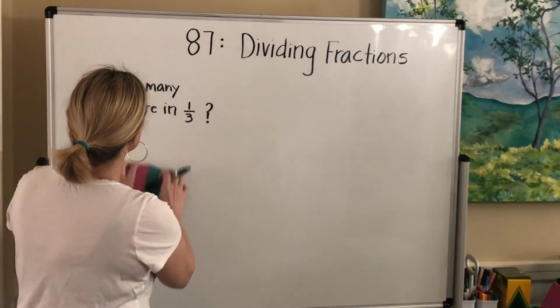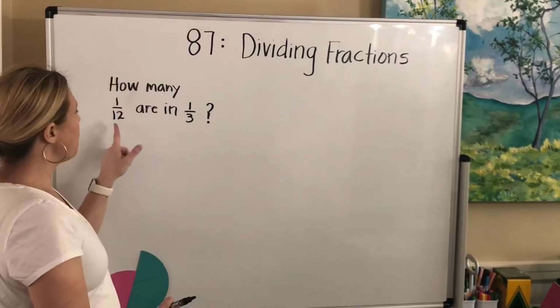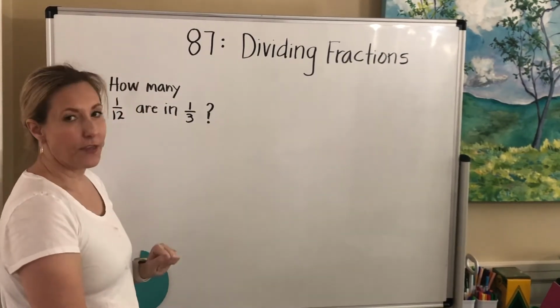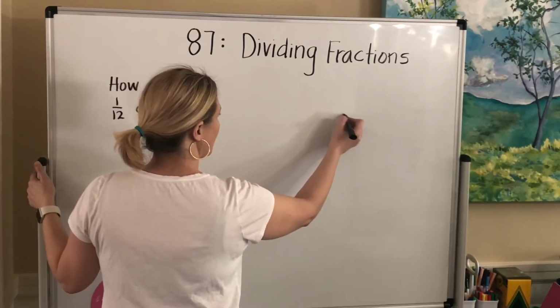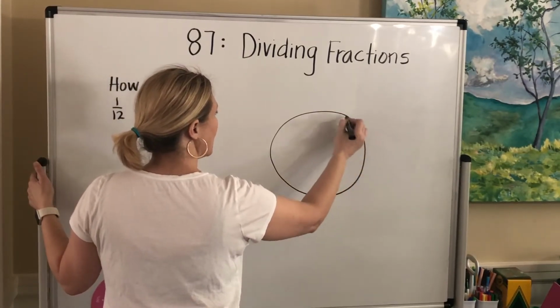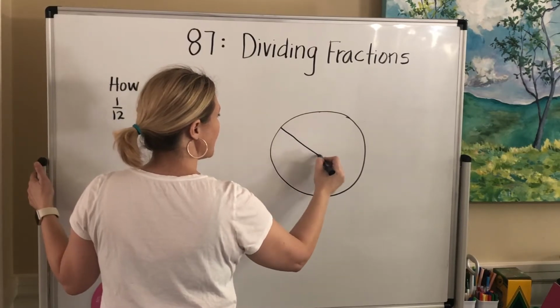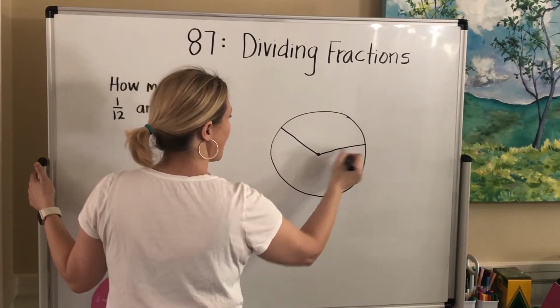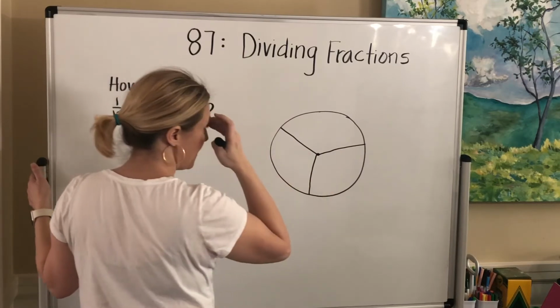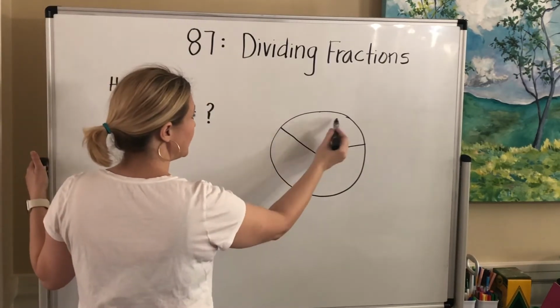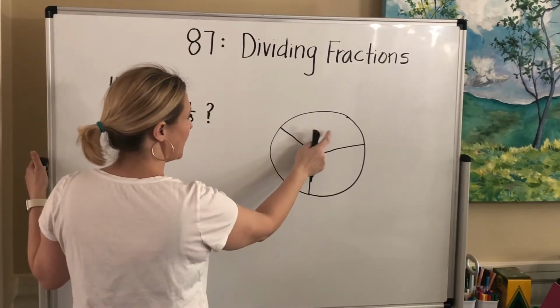Okay, for number 2, how many 1/12 are in a third? Well, first of all, we need a circle, and we need to see about how big a third is, okay? And a third, we know we can make a third by drawing our Y. That divides a circle up into 3 parts. Okay, so this is 1/3.